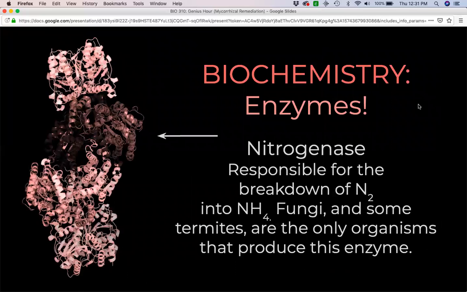This is all due to enzymes. So the biochemistry in this is that these mycorrhizae fungi and some termites are the only organisms in the world to produce this nitrogenase enzyme that's responsible for the conversion of N2 to NH4. This is extremely important. They are the way that nitrogen is cycled throughout our system, throughout the closed system of Earth.